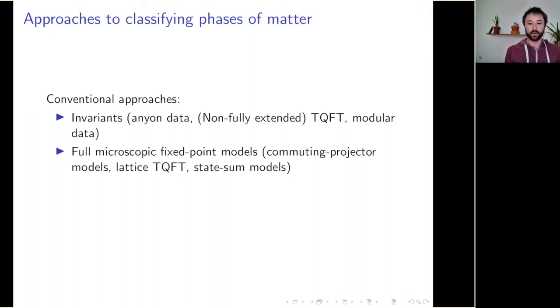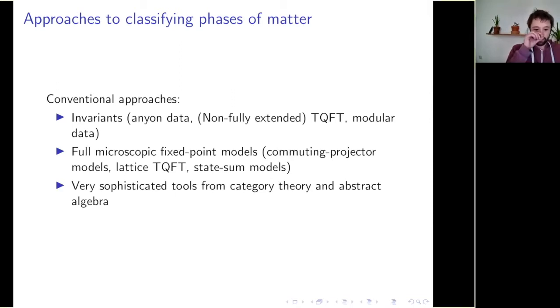And those are conventionally written down in terms of commuting projector models, or in a more mathematical way as lattice TQFT or state sum models. But also this second approach has a big problem, and that is that it cannot describe chiral phases in 2+1 dimensions, because we know that chiral phases do not admit any commuting projector descriptions.